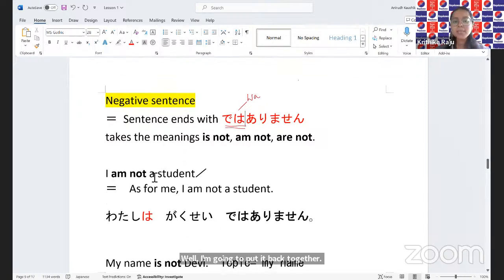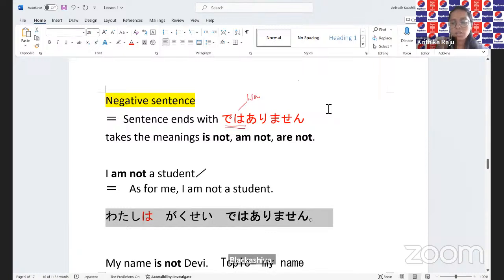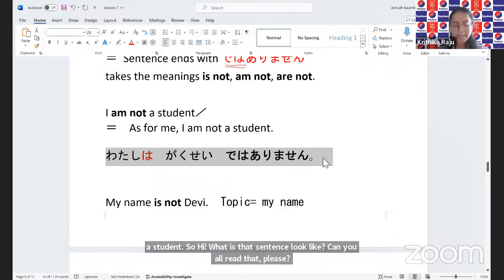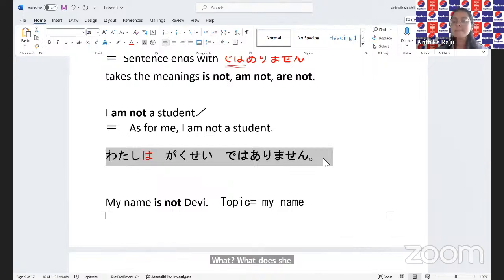So let's look at this. I am not a student. Let's rephrase in terms of the topic. As for me. So that means your sentence starts with Watashi wa. Me, I am the topic. Not a student. So what does that sentence look like? Can you all read that, please? Watashi wa gakusei ja arimasen. Perfect. Watashi wa gakusei desu is positive.